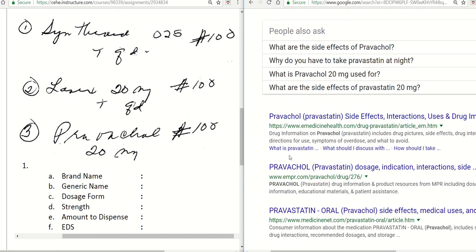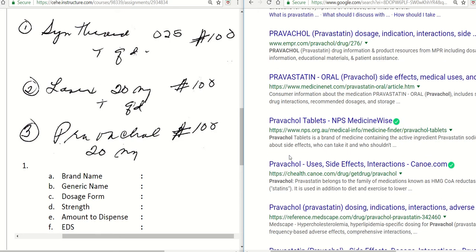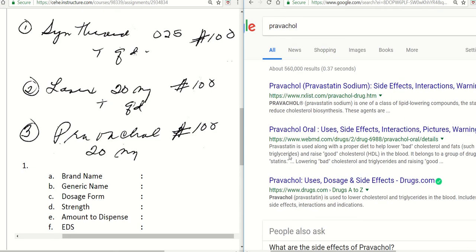So it looks like they're just regular tablets taken at night. Strength, 20 milligrams. We're gonna give them 100 as well. And I'm assuming the SIG's gonna be the same. 1 every day. Take 1 tablet by mouth every day. And the EDS is the same. So this one's not too bad. The doctor gave him all 3 drugs, 3 months supply or so.